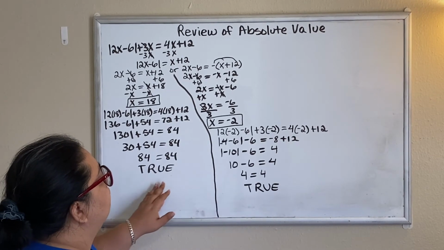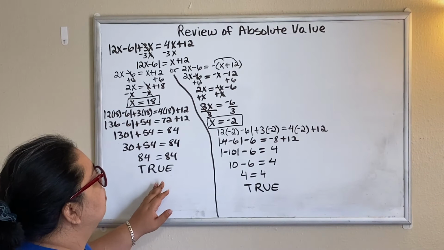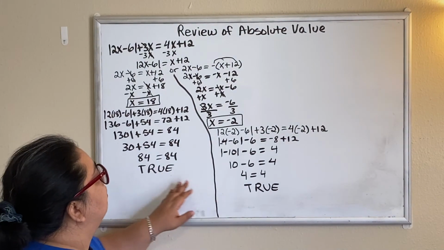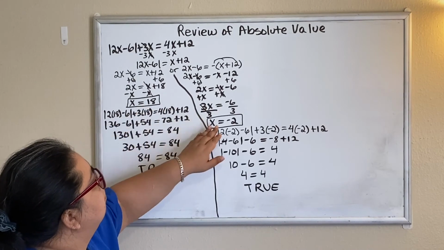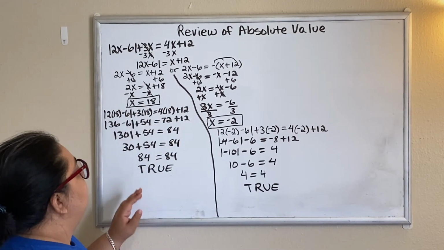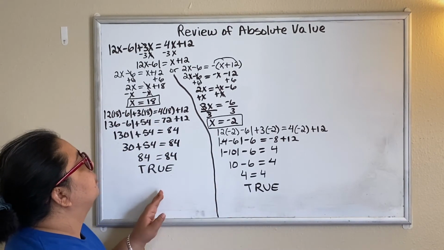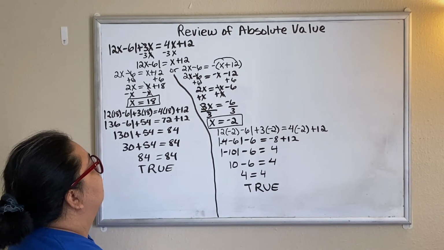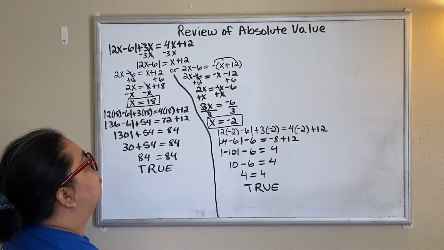If one of these were true and one of these were false, we would only have one solution. But because both of them are true, we have two solutions. If both of them were false, we would have no solution. And this is example 2.